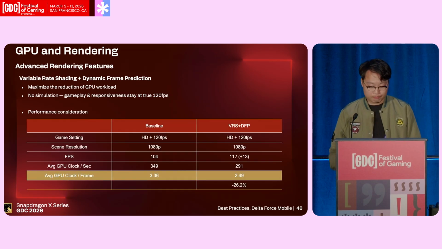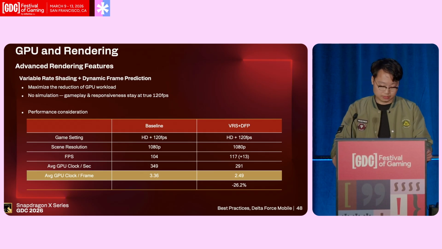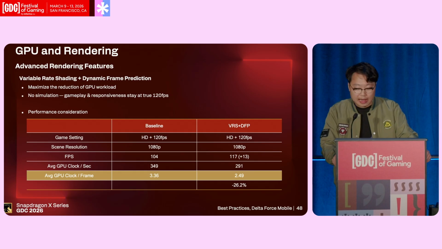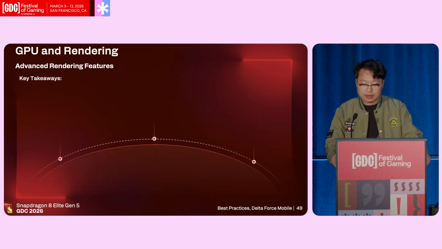Can we combine the two? Absolutely. And in practice, combining them produces excellent results. Still under our typical HD 120 frames per second, 1080p settings, with no material simplification, the GPU workload dropped by 26%. It's huge. And that is what truly makes high-quality visuals at high frame rates a reality for mobile. Let me summarize the Delta Force's work on reducing GPU workload through the advanced rendering features on mobile.